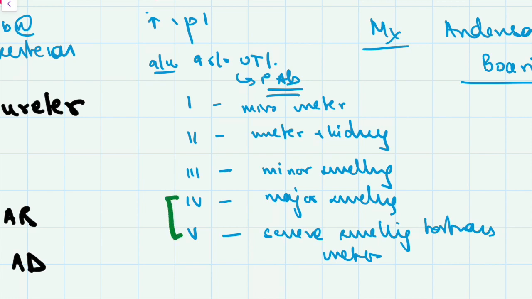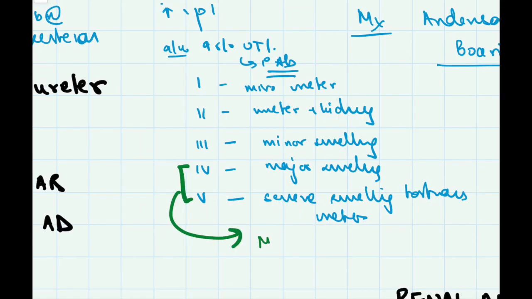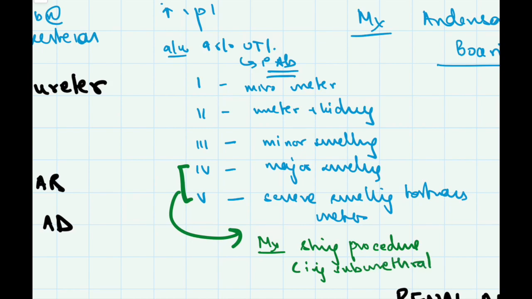Right. For grade 4 and 5, the management is a STING procedure where what we do is that we inject subureteric, that is subureteric injection of Teflon. Right. For surgical management of vesicoureteric reflux, the procedure is Leadbetter-Politano.